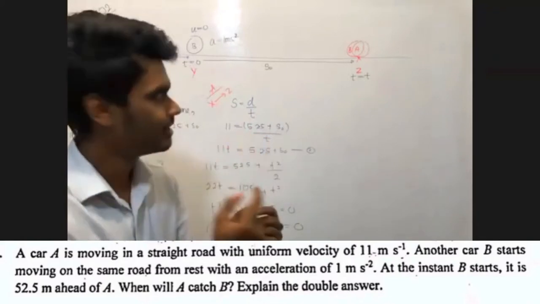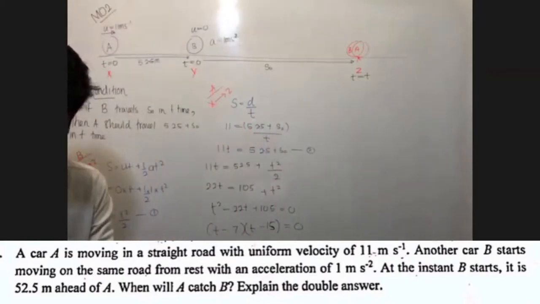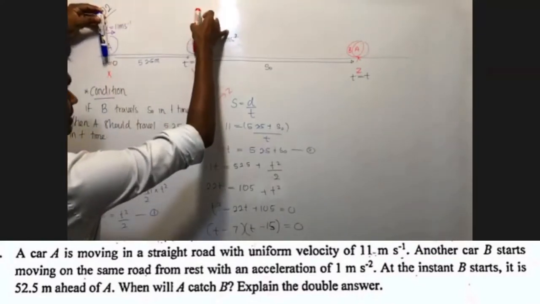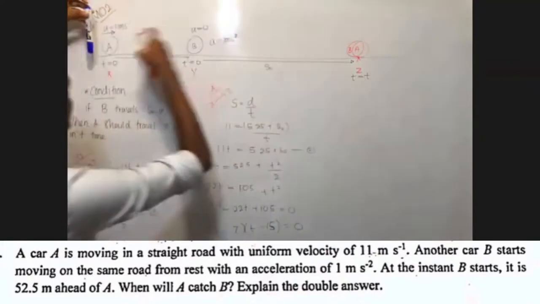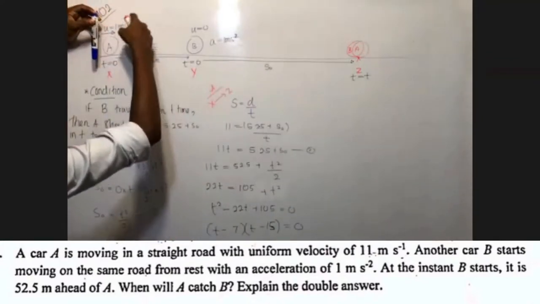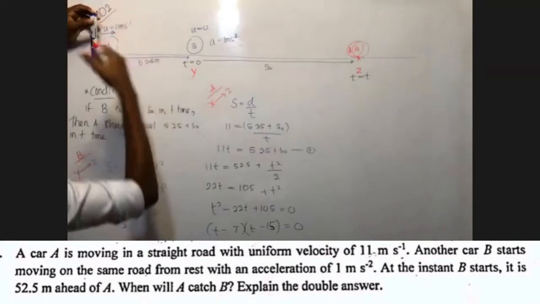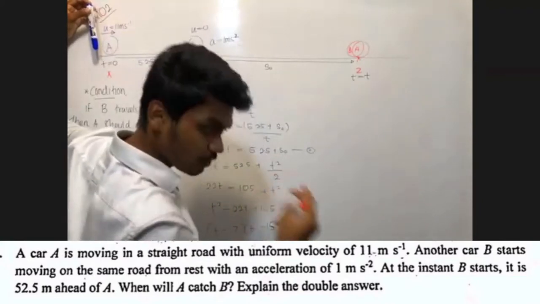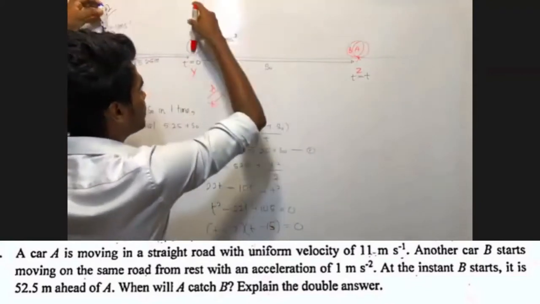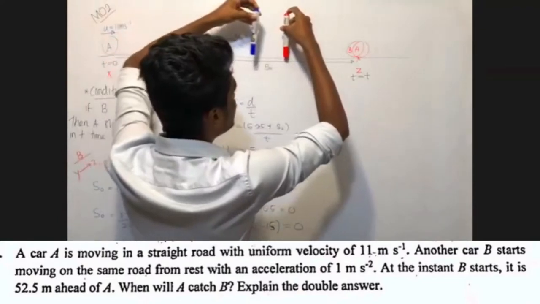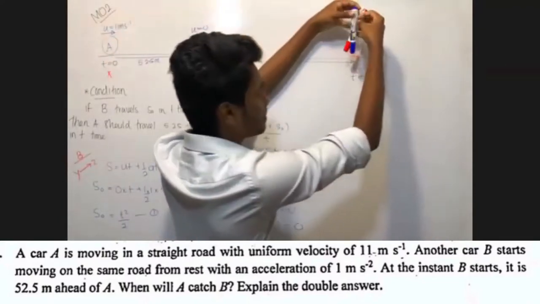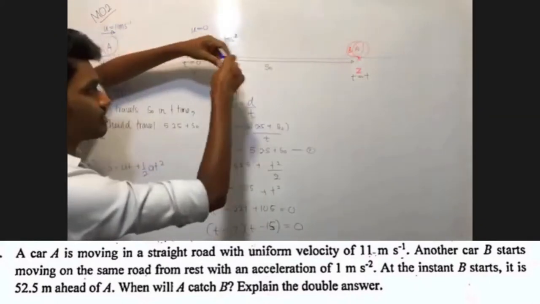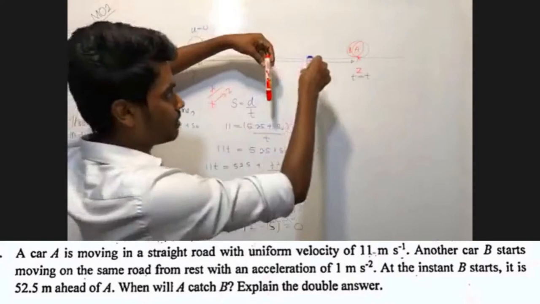It's like this, try to understand. This blue color is A, B is the red. A is moving with the same 11 meters per second velocity. It doesn't change. But B is starting from zero, increasing step by step. He comes with a higher speed and overtakes. Now the overtake has happened.